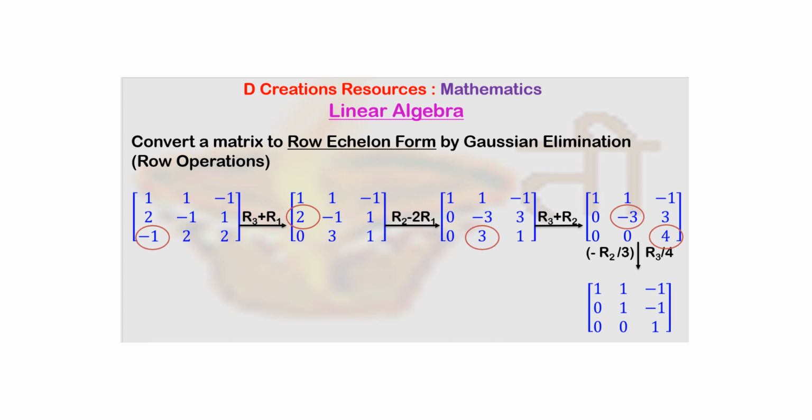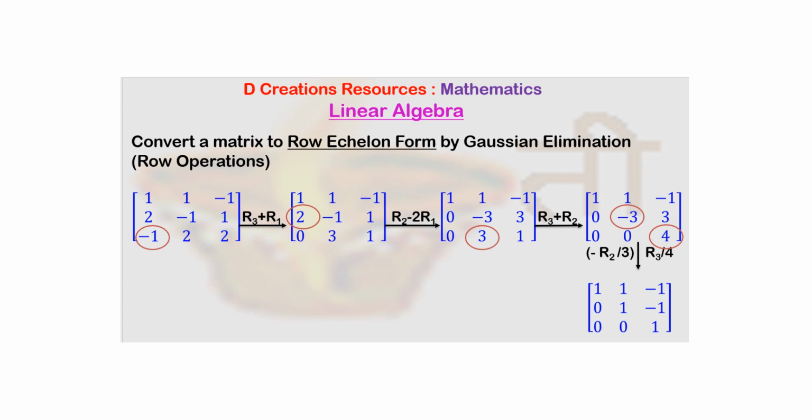Now what is the next step? Now we want to make this entry 0. So how will you do it? Well, you can see row 2 and row 3, and you can see that if you simply add row 2 to row 3, 3 minus 3 will give you 0. So let's do it. 0 plus 0 is 0, 3 minus 3 is also 0, and 1 plus 3 is 4. So this is how the matrix is going to become.